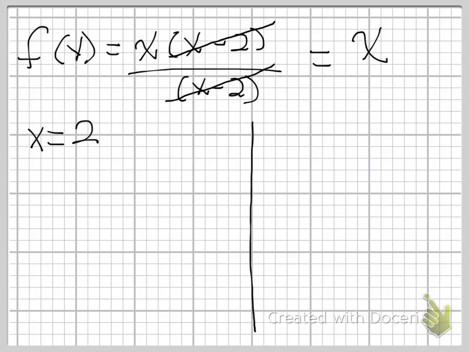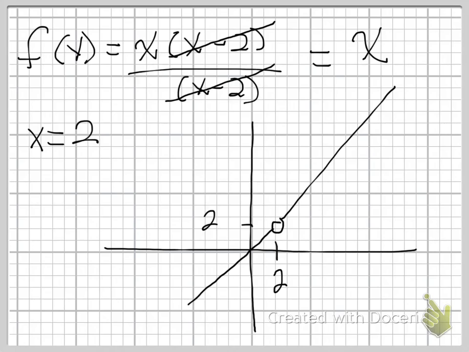And well, we all know what that looks like. However, we know that when x equals 2 and y equals 2, we have a hole in our graph. And we represent that with a little circle. And we draw on our line, going through the origin, slope of 1, and it has a hole at x equals 2.